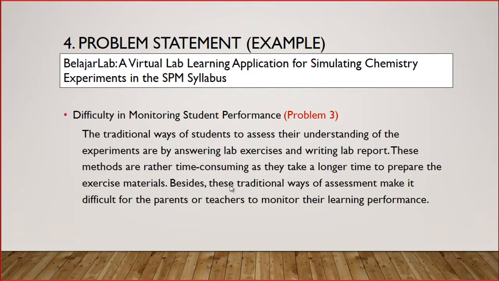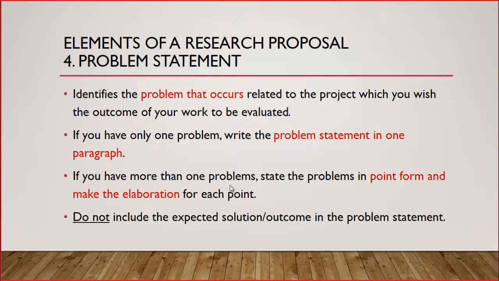For example, you have a laundry system. Assume that we accept laundry system as the title. What is the problem? Why is it a problem? So you need to put it in the form of a problem. If you have more than one problem, put them in point form and elaborate. But if you only have one problem, put everything in one paragraph without the point. Again, I would remind you, do not include the expected solution and outcome in the problem statement.